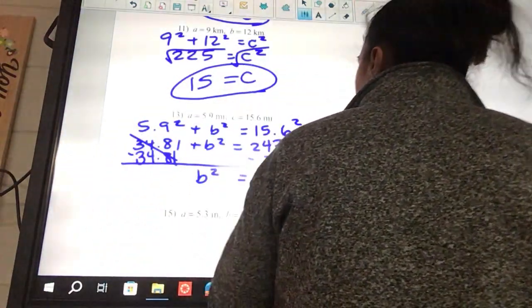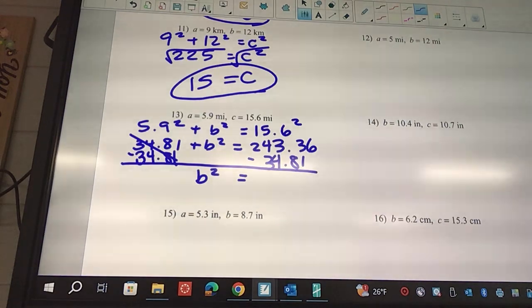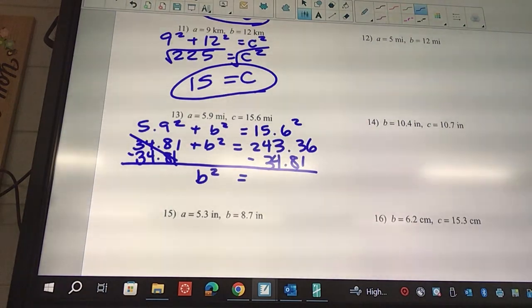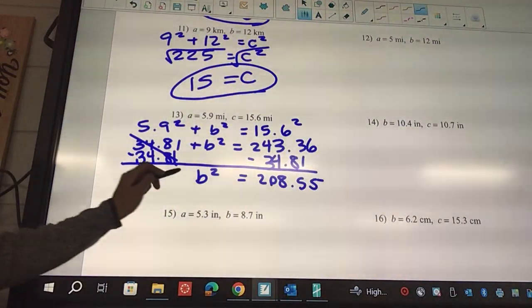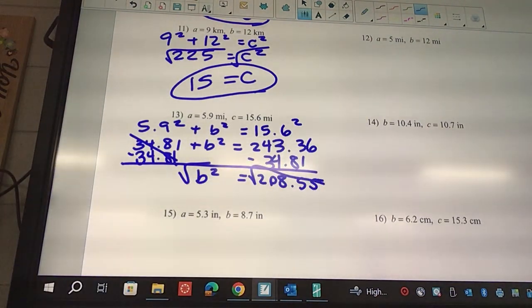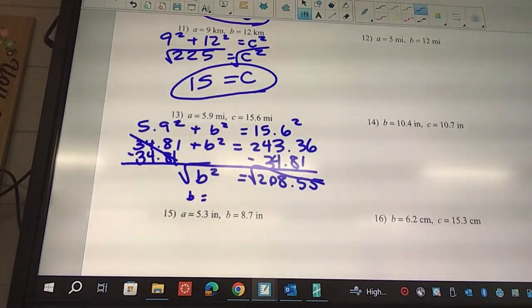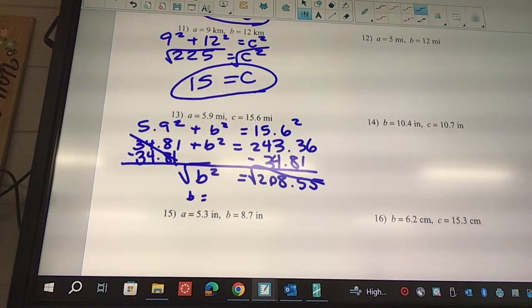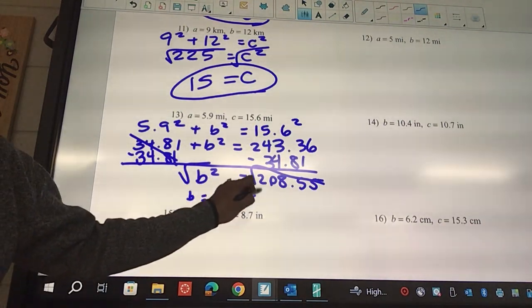Okay, so I'm going to get B squared. What is 243.36 minus 34.81? 208.55. Somebody agree with that? Yeah. Okay. And then we're going to square root both sides. 14.4, what? 4?